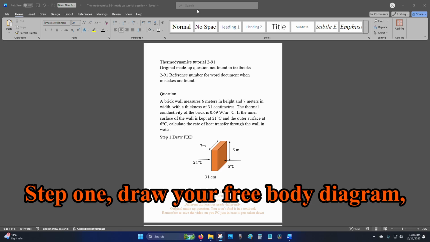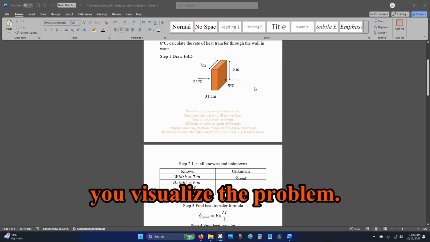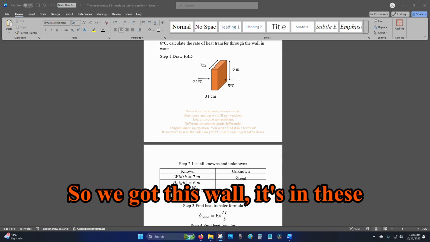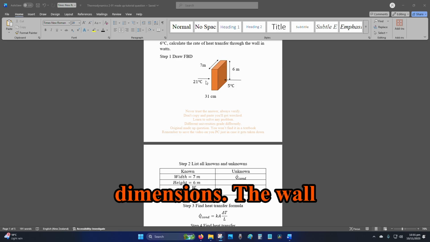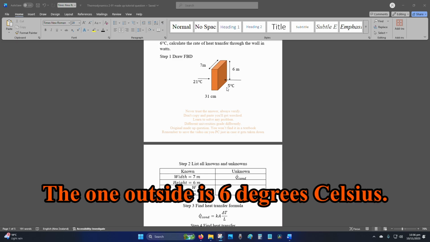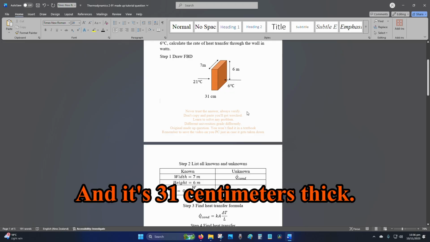Step 1, draw your free body diagram, your FBD. This will help you visualize the problem. So we got this wall. It's in these dimensions. The wall inside is 21 degrees Celsius. The one outside is 6 degrees, that's a typo, apologies, and it's 31 centimeters thick.